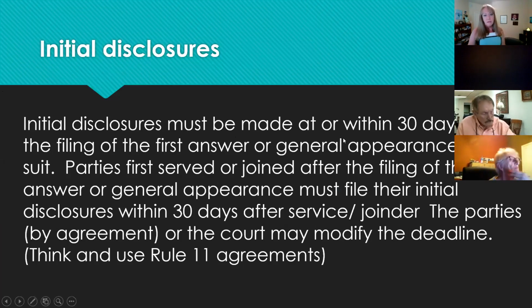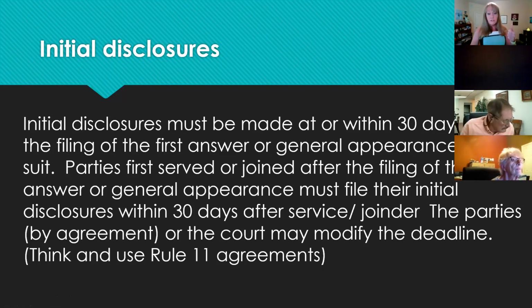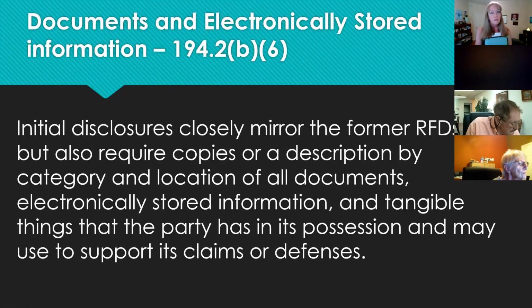Okay, so the game changer. Initial disclosures must be made at or within 30 days from the filing of the first answer or general appearance. Parties first served or joined after the filing of the answer or general appearance must file their initial disclosures within 30 days after the service or joinder. So when you start the case, the clock does not start running. It's after the first answer, appearance, or joinder is made. That's when your clock starts running, 30 days that you have to disclose the many things that you have to disclose. And the court or the parties by agreement can extend or modify the deadline.